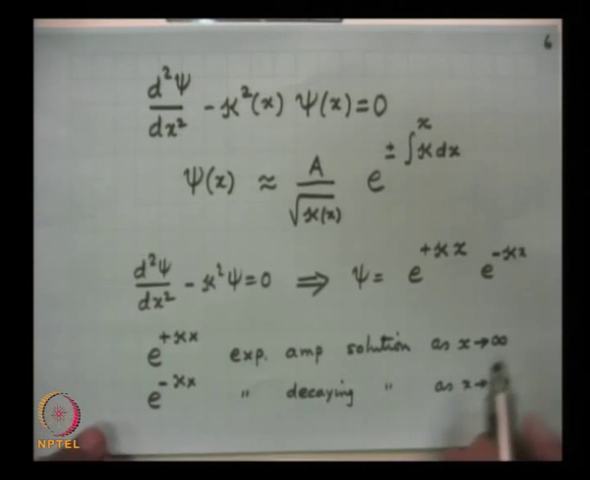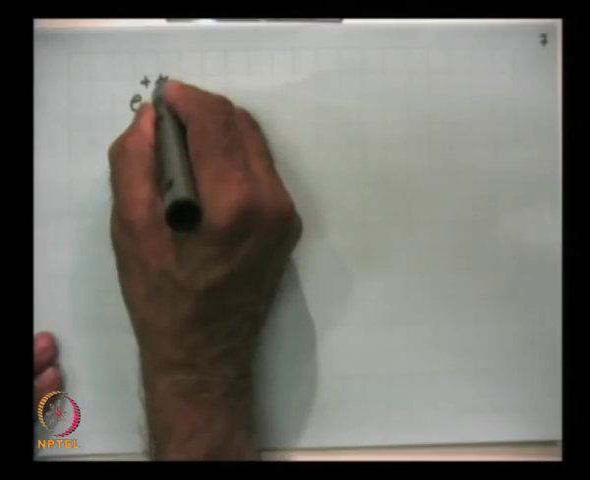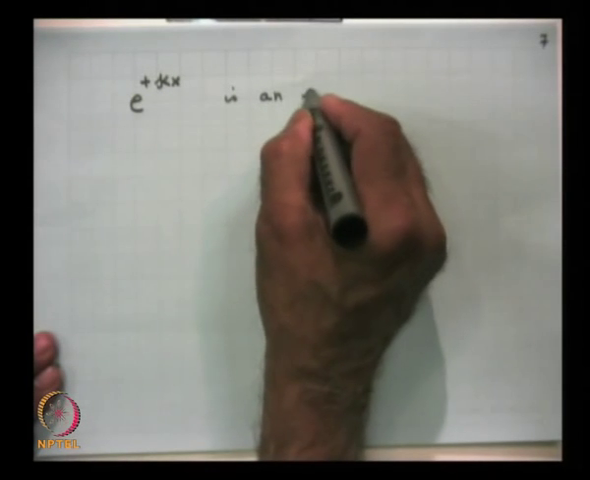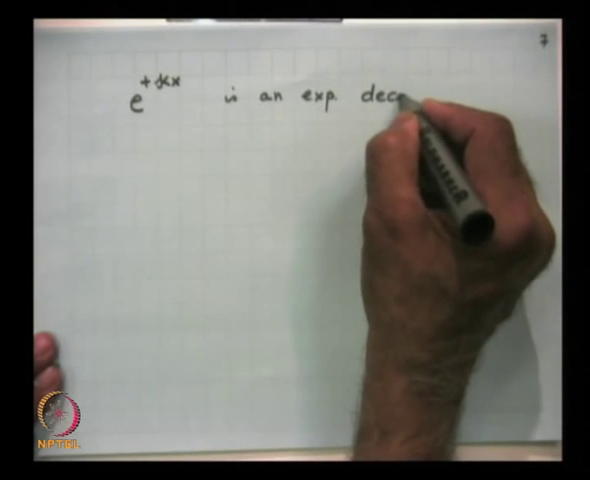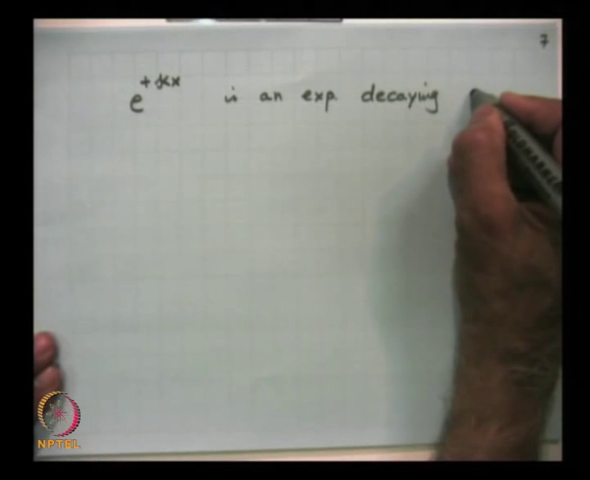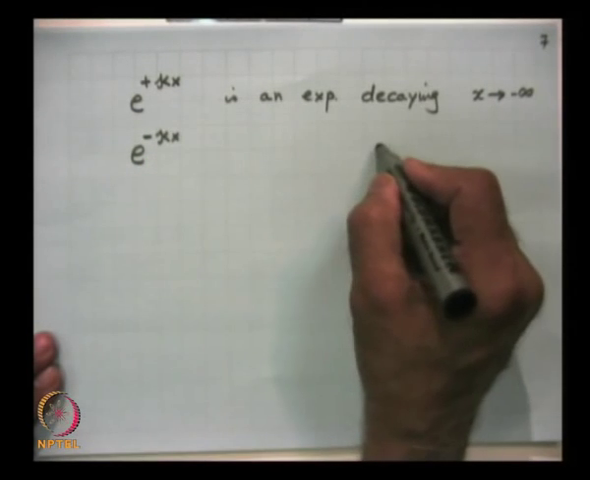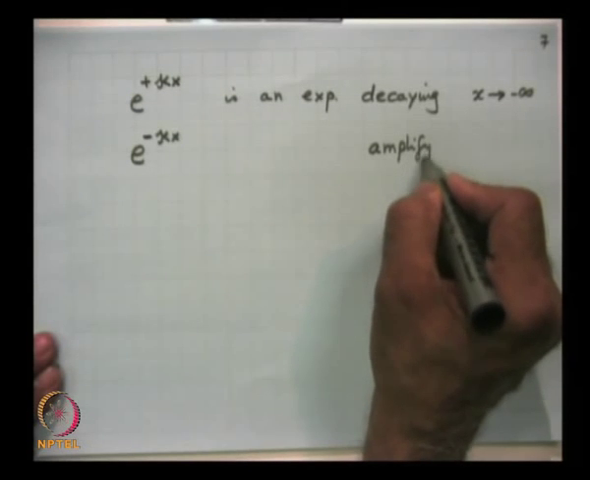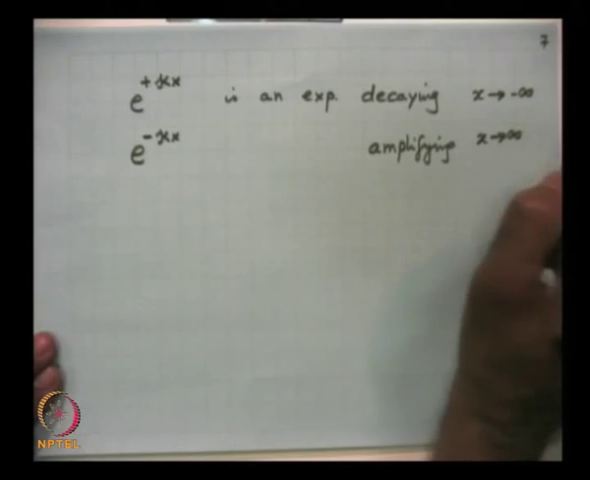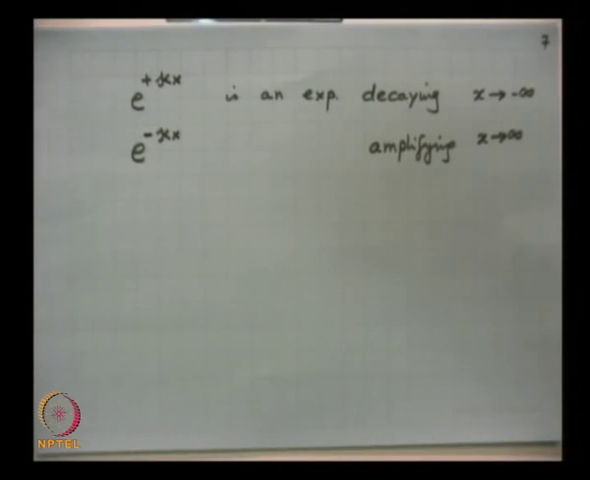However, if x goes to minus infinity, then e to the power of plus kappa x is an exponentially decaying solution as x goes to minus infinity. Similarly, e to the power of minus kappa x is an exponentially amplifying solution as x goes to minus infinity. Both are exponential solutions, whereas when k square of x is positive, you have what are known as oscillatory solutions. So, these are the complete JWKB solutions. The question is, how do we use them?